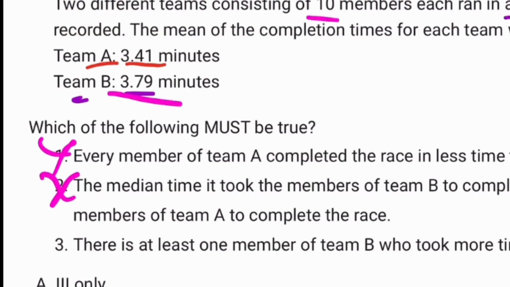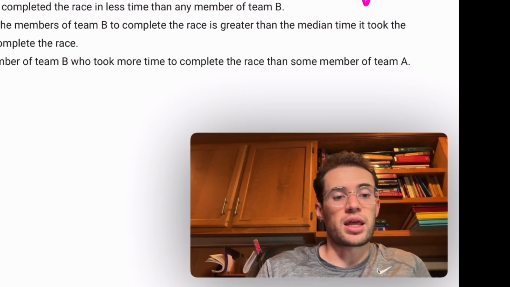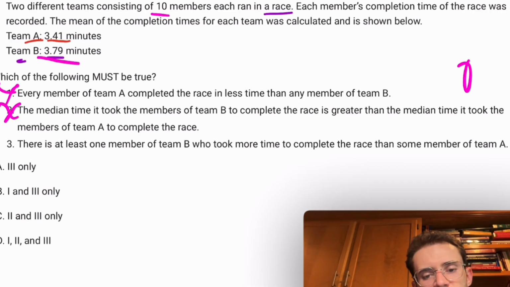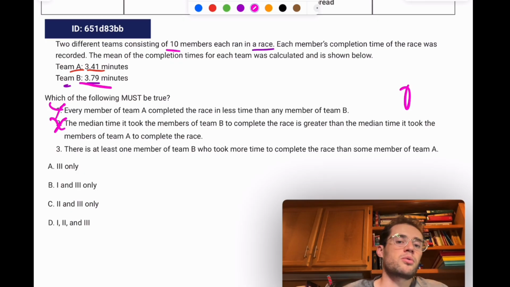So we don't know what the mean is. We don't know what the median is. We don't even know how they compare. There is at least one member of Team B who took more time to complete the race than some member of Team A. Okay, well that we do know.